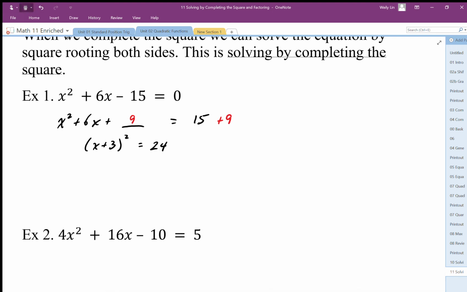I'm going to undo the square with the square root. So I end up with plus minus square root 24. And then I can get rid of the plus with the minus. So I end up with negative 3 plus minus square root 24. That simplifies to 2 root 6. You can leave it as square root 24 if you like.